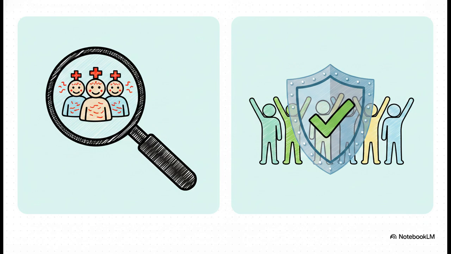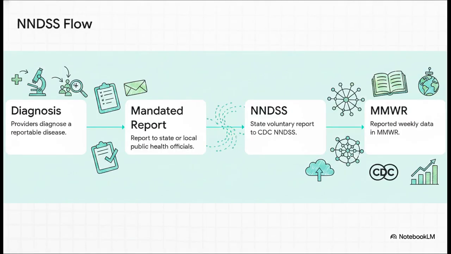Have you ever wondered how one single case at a small local clinic ends up in a massive national surveillance database? It's a very specific pipeline. It starts with a mandated report at the state level. Then, states voluntarily share that data with the CDC's National Notifiable Diseases Surveillance System, and eventually it gets published in the Weekly Morbidity and Mortality Weekly Report. It's the ultimate flow of epidemiological data.